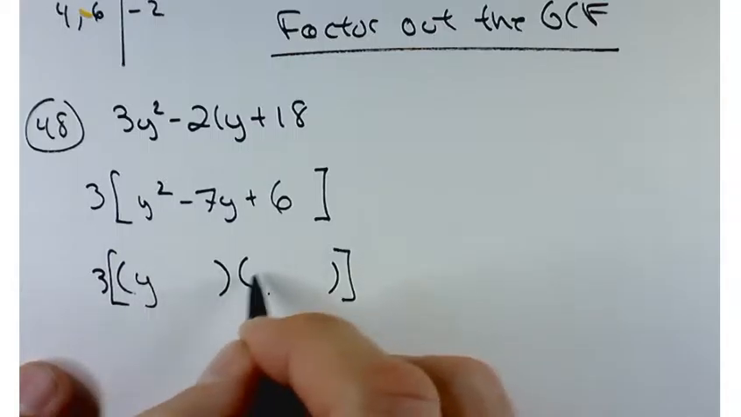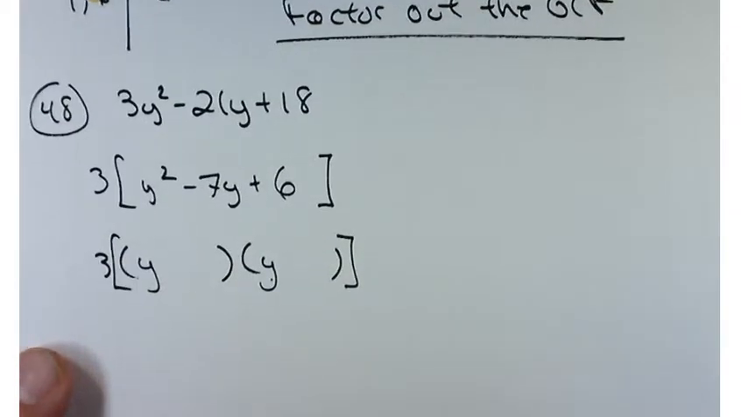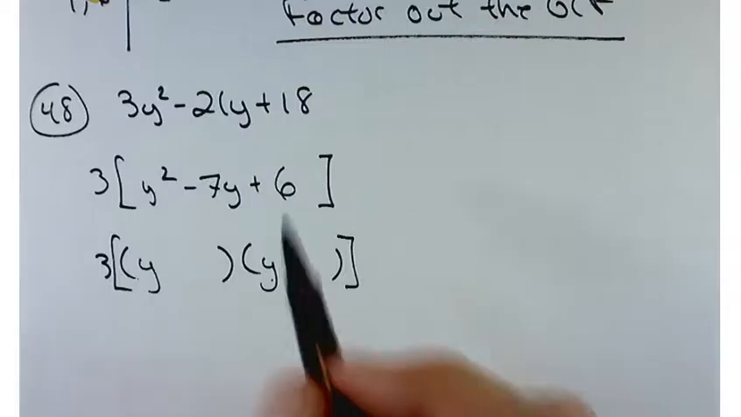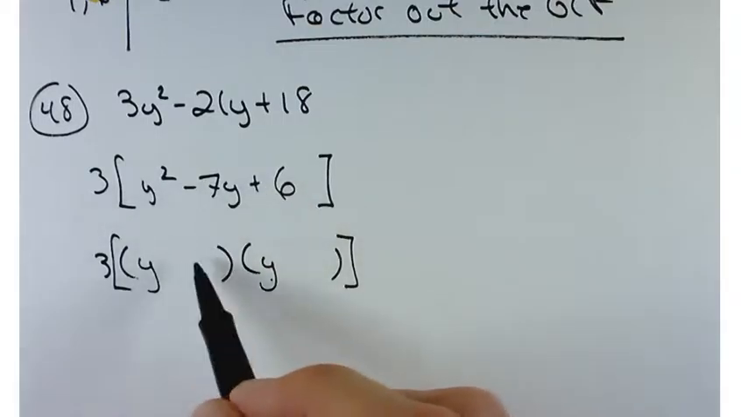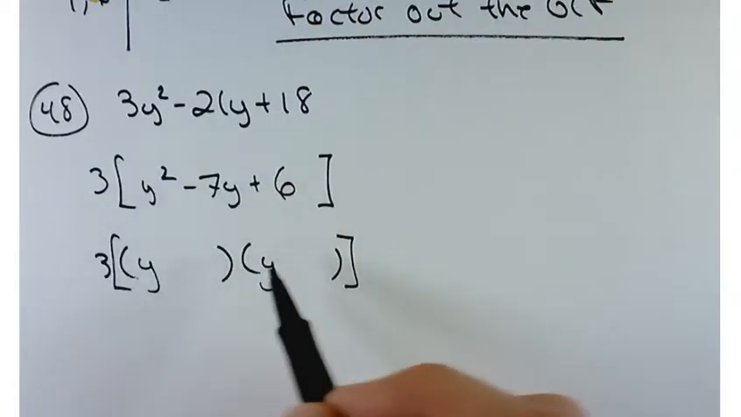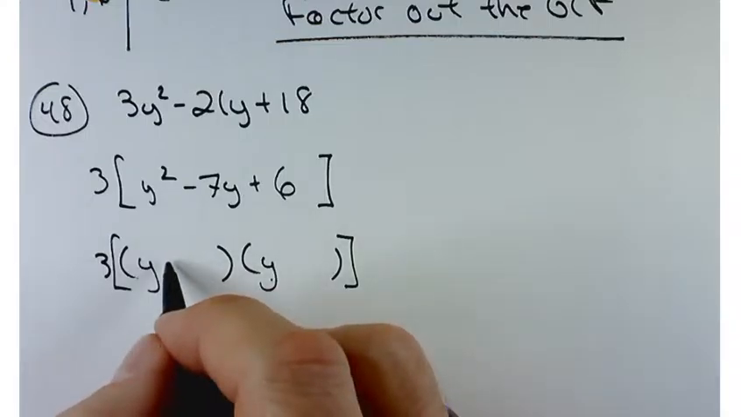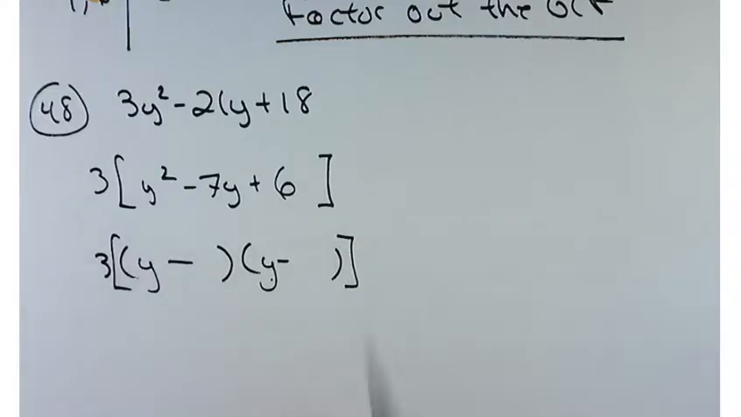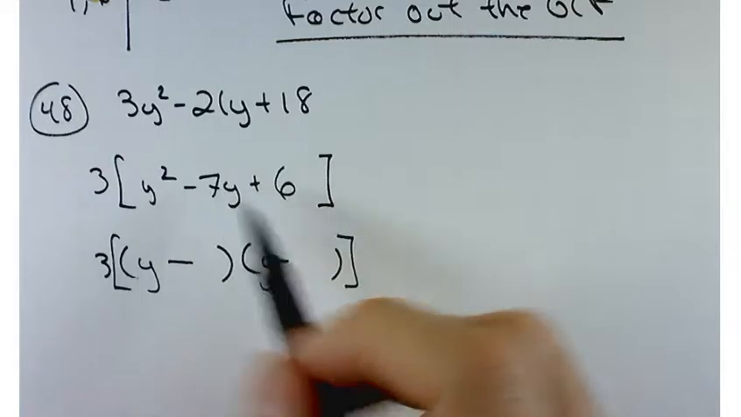All right, both y's. And what about the signs? What can you tell me about the signs? This one's positive, this one's negative. What's that say about both of these signs? Yeah, 2 negatives. Good. Last but not least, 2 numbers that multiply to 6 and add to 7.